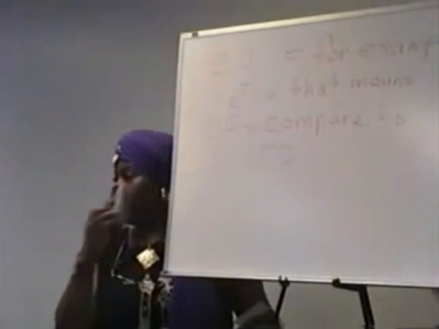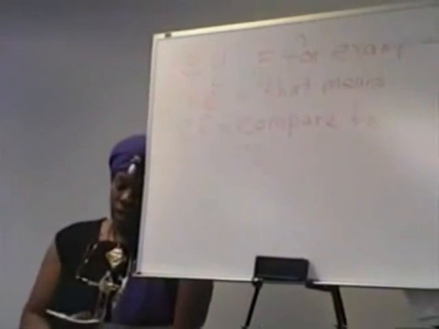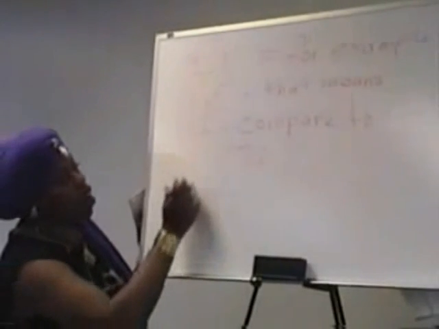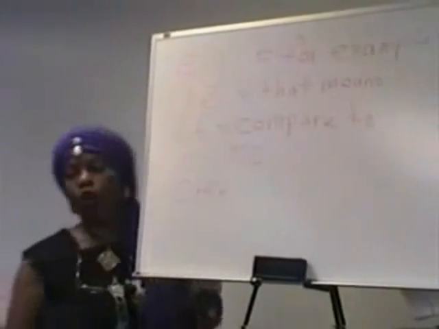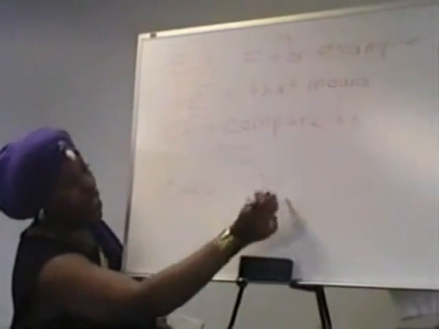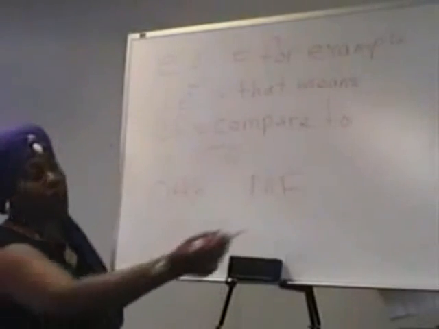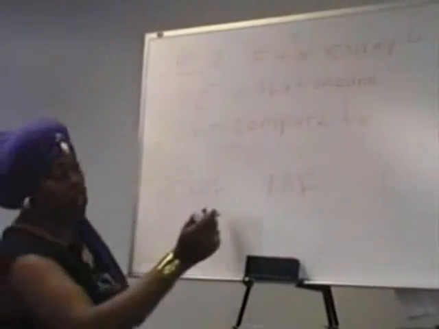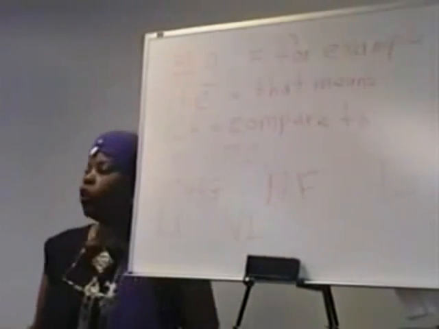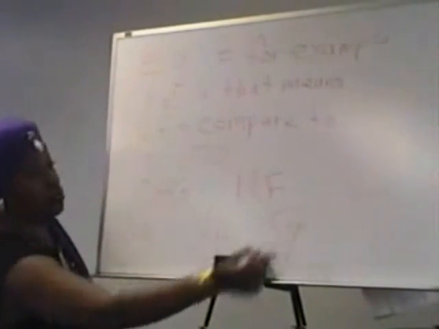Can I erase these? Because I need to add some different things. I see people are still writing, so let me just keep writing. Anytime you see O-H-G, that means Old High German. Anytime you see M-F, that means Middle French. Anytime you see L, that means Latin. LL means Lowered Latin. VL means Vulgarized Latin. A plain G means German.